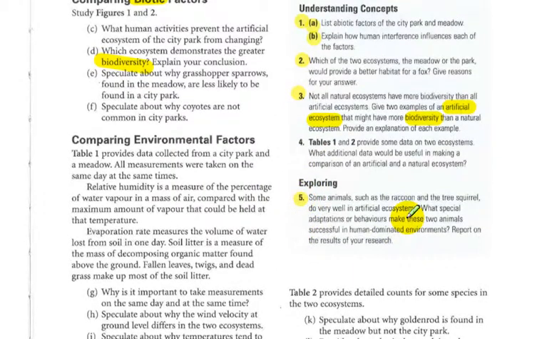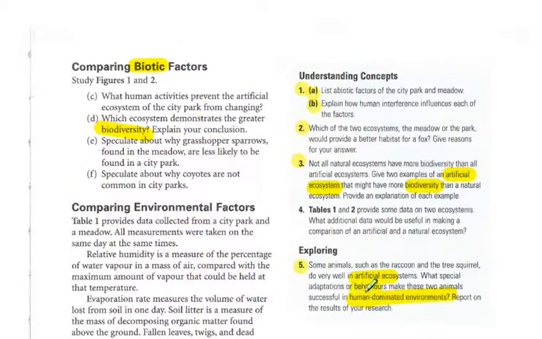And then number 5, some animals such as the raccoon and tree squirrel can actually function in artificial ecosystems. Sometimes you find raccoons around where people live. Which special adaptations or behaviors make these 2 animals successful in a human-dominated environment? Instead of doing a research thing, just write a couple of sentences. What have raccoons, squirrels, etc., how can they live in a human environment, in an artificial area? Those are the questions I'd like you to do, and we'll see you again.